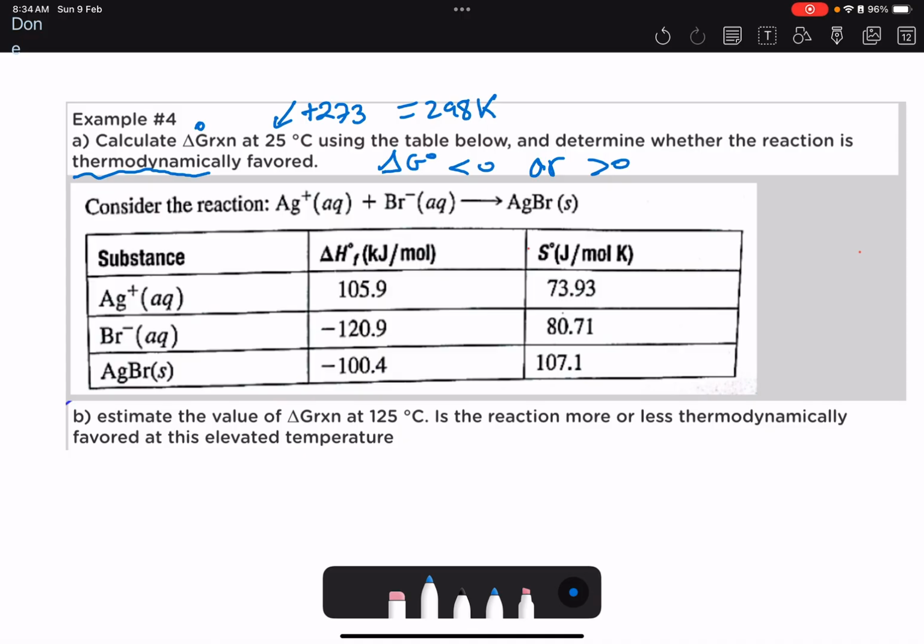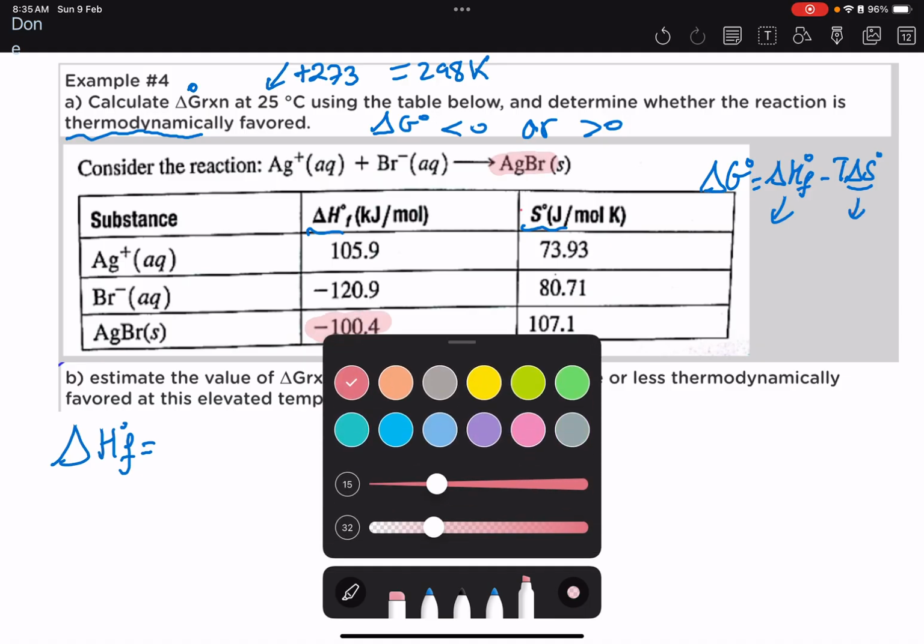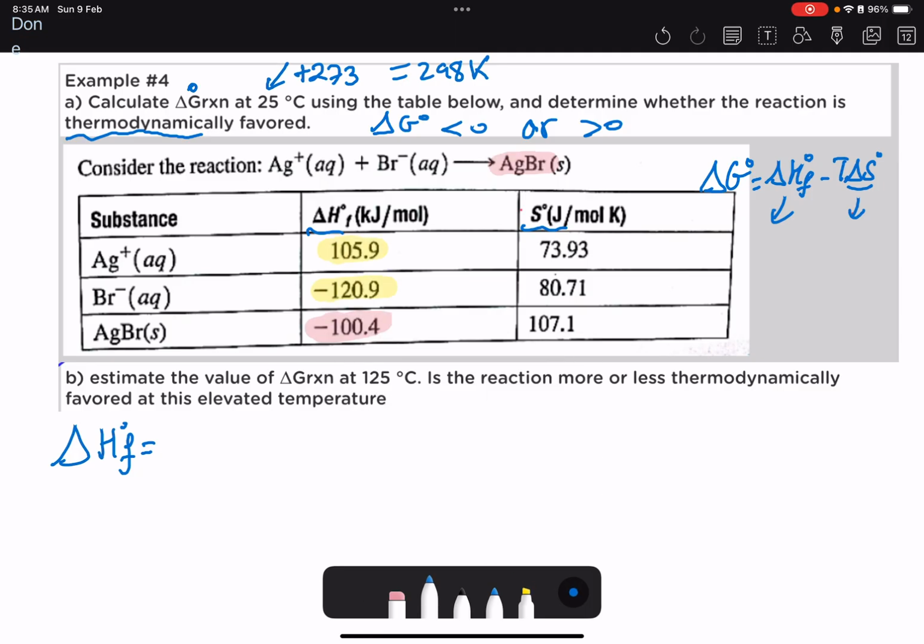Now, this is a long process because I don't have delta G. I have the enthalpy of formation and I have the entropy of these substances. So we're going to use this formula, delta G equals delta H minus T delta S. However, we need to find this first and we need to find this separately as well. So let's start with the enthalpy of formation, and that is the enthalpy of formation of products minus the enthalpy of formation of reactants, their sum. So it is negative 100.4 minus negative 120.9 and 105.9.